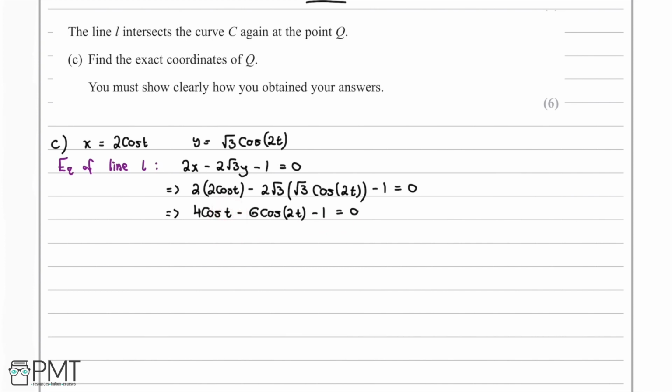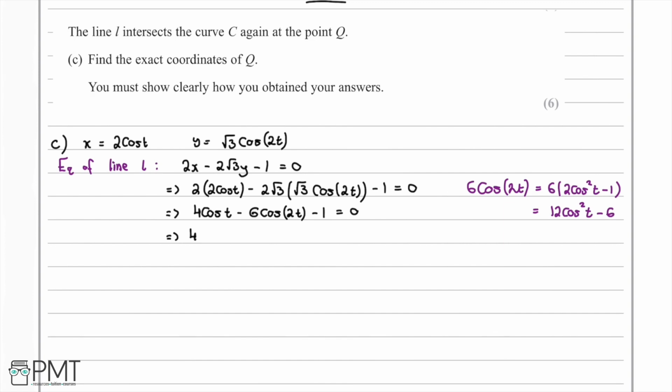So recall that 6 cos 2t, by the double angle formula, is going to equal 6 lots of 2 cos squared t minus 1, which is equal to 12 cos squared t minus 6. The reason we want this is then we'll have a quadratic: a squared term, a simple t term, and a coefficient. So we'll now substitute this 12 cos squared t minus 6 back into this equation.